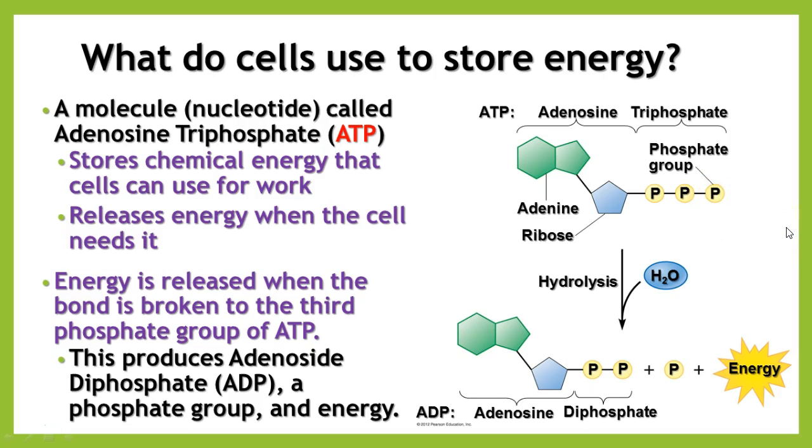ATP stores the chemical energy that cells can use for work, and it releases the energy when the cell needs it. It does this by undergoing a hydrolysis reaction to break off one of those phosphates that are attached to the ATP molecule, forming ADP, or adenosine diphosphate, and releasing a free phosphate and some energy. So this is how the transformation occurs, moving from the potential energy that is included in ATP and releasing some of that energy for the cell to use as work.